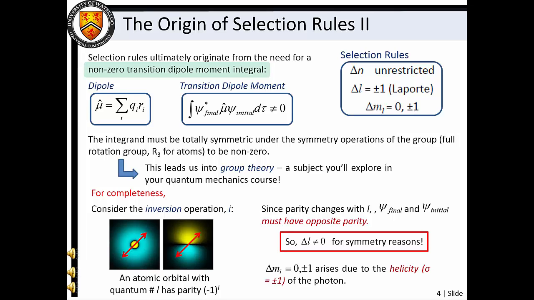Mathematically, the transition dipole moment is the product of the initial wave function, the dipole moment operator, and the complex conjugate of the final wave function, integrated over all coordinates. For this integrand to be non-zero, it must be totally symmetric under all operations of the symmetry group. This leads us into a detailed discussion of group theory, which is beyond the scope of Chemistry 209. We will, however, be touching on aspects of group theory throughout the course, since much of the language of spectroscopy is derived from group theory.